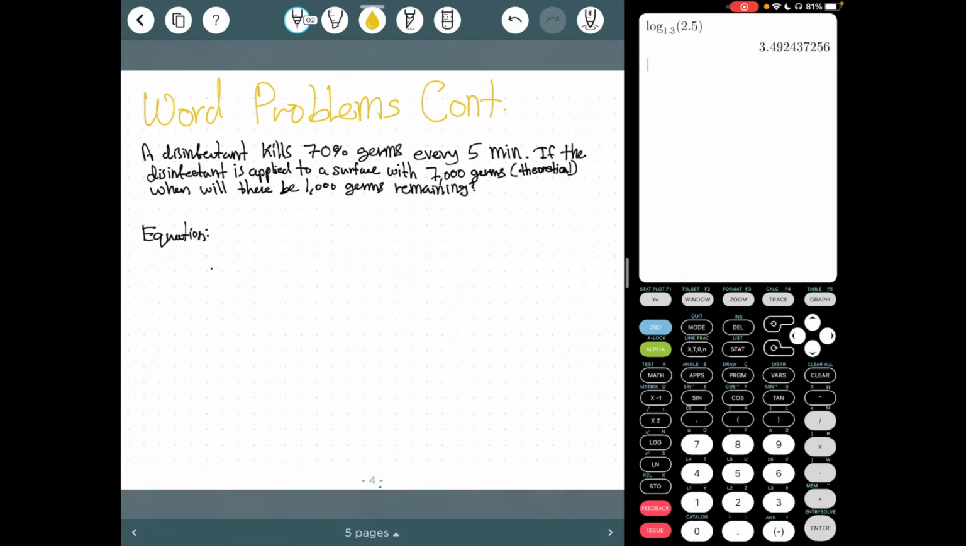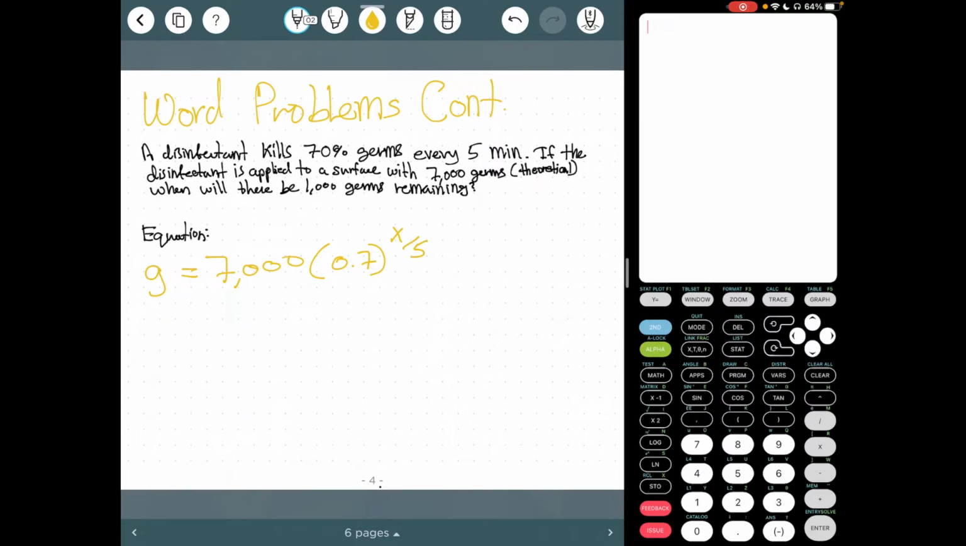A disinfectant kills 70% of germs every 5 minutes. If the disinfectant is applied to a surface with 7,000 germs, theoretically, when will there be 1,000 germs remaining? First, we have to write an equation for this problem. So, the amount of germs equals the initial amount, which was 7,000, decreasing by 70% every 5 minutes. So it's x over 5 because when x is 5 minutes, the exponent will be 1, which means it will be decreasing by 70% every 5 minutes.